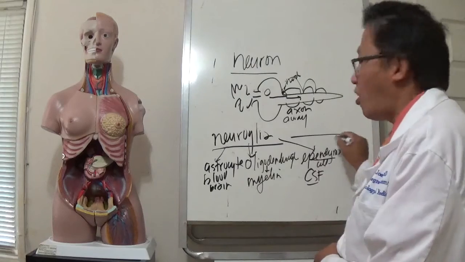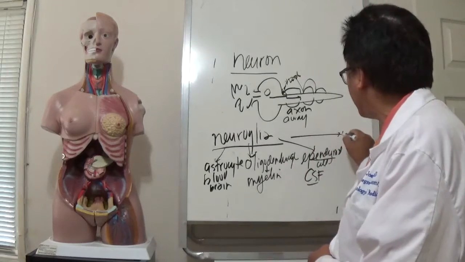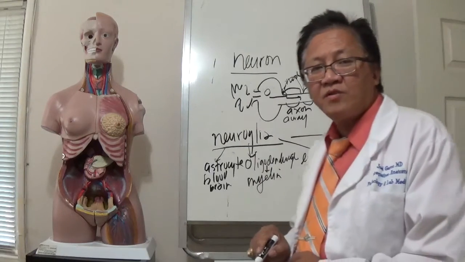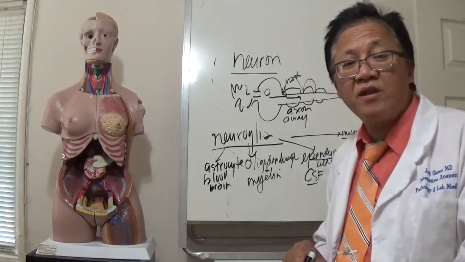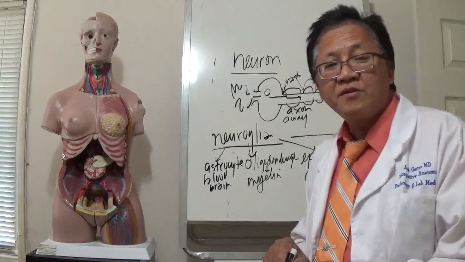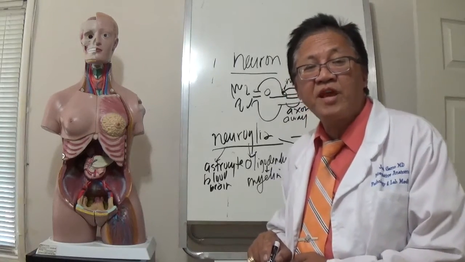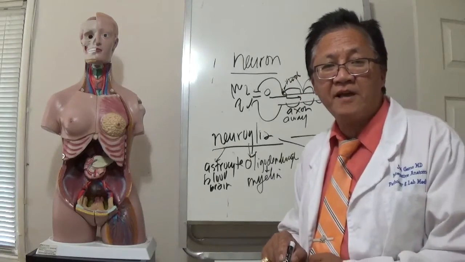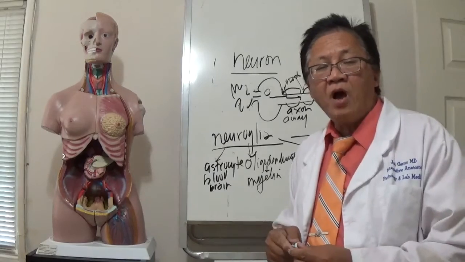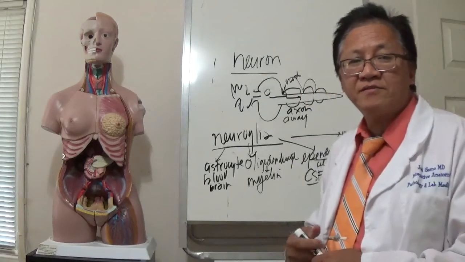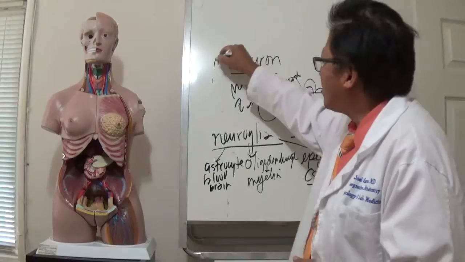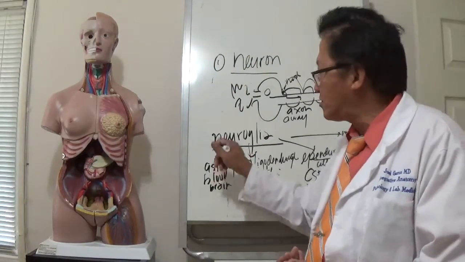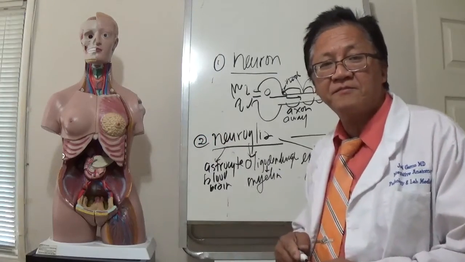The fourth type is called the microglial cells. The word micro means small. It's the smallest of the glial cells that we have. They are important in the protection of the brain too. Now, we have two types of cells in the brain. One would be the neurons, or the actual nerve cells. Then you have your neuroglial cells.